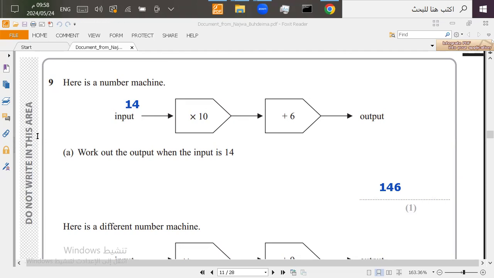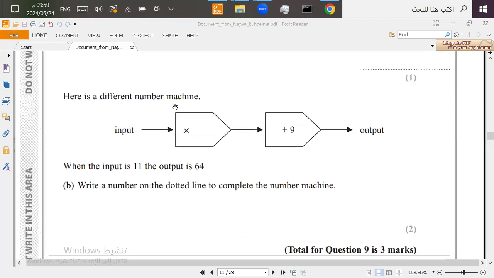Now let's move on to the next one. Here's a different number machine. We put an input, we multiply by something, and then we add 9, and we will get the output. When the input is 11, the output is 64. Write a number on the dotted line to complete the number machine. If this one is 11, what is the number that we multiply by and then add 9 to get 64? So the output is 64.